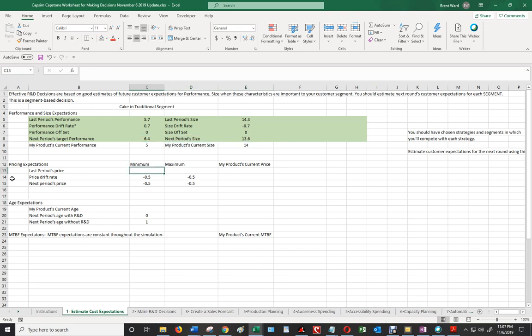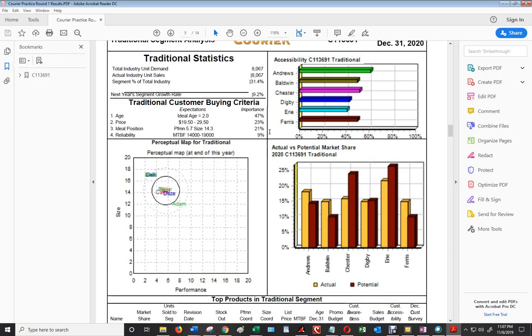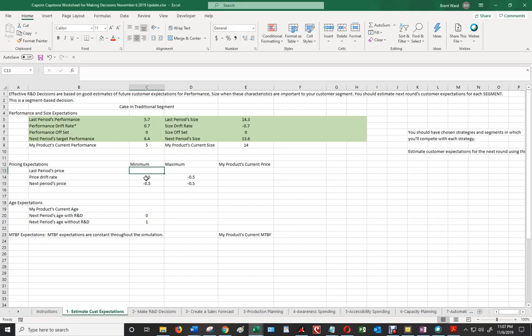Now let's look at the pricing expectations. The pricing expectations, again, are found in the Courier, and we're in the traditional segment, and we see that the price range is $19.50 to $29.50.